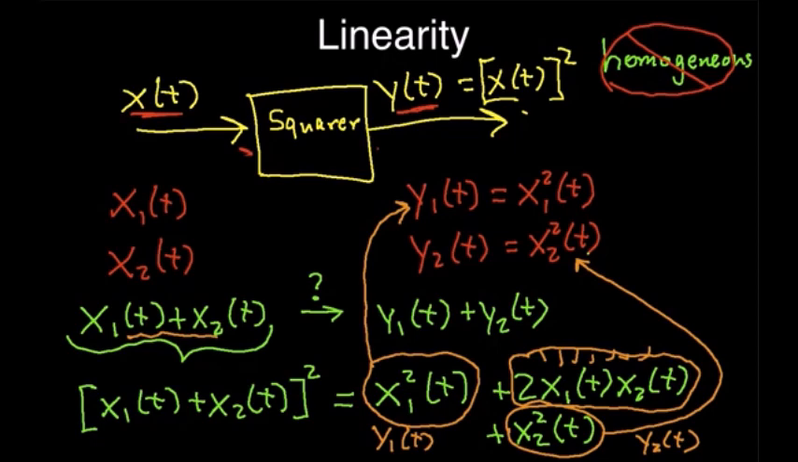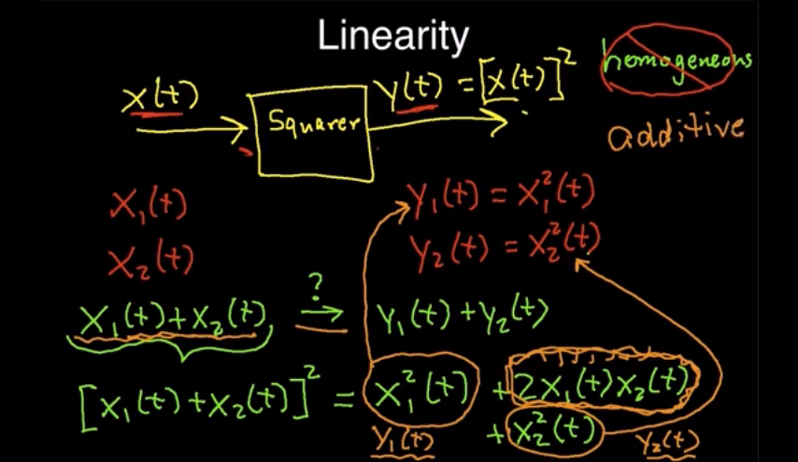So the output of the system when I put x1 plus x2 in is going to be y1 plus y2 plus this term. It turns out the answer to the question, if I put x1 and x2 in, do I get y1 plus y2 out, is no. And so we can say that this system is also not additive. So this system is neither homogeneous nor additive, and that means that it is not a linear system.